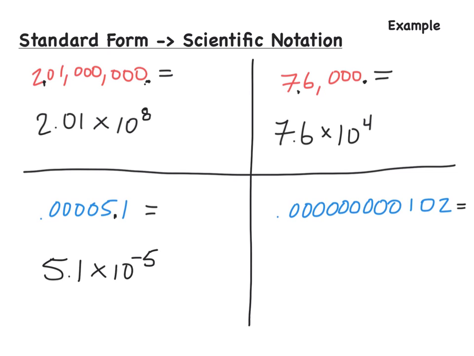The second one down here, remember I have to make it between 1 and 10, so I'm going to put the decimal point in between this 1, and so it would be 1.02. Has to be times 10 to the something. Move from this decimal point over to here. 1, 2, 3, 4, 5, 6, 7, 8, 9, 10. And it'll be a negative 10 since we moved it to the left.